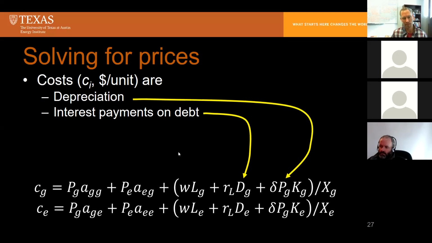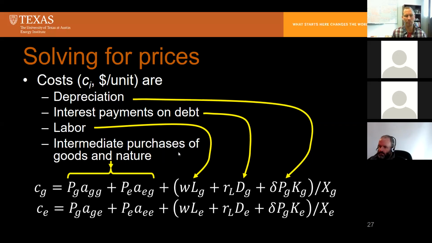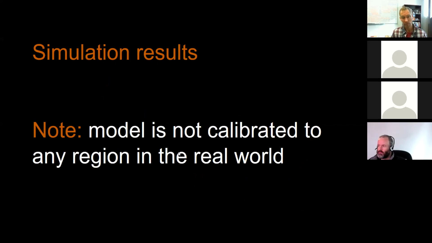So if companies, these sectors, are taking out loans to invest, then there's some interest rate. It's just a constant in my model that is part of their cost of doing business. There are labor costs, so wages, W times the labor, how many people are employed. And then there are the intermediate purchases of goods and nature, so there are intermediate costs for each sector as well. These are the full suite of costs to operate the model, and the prices are just, say, 7% higher on top of these costs. But I solve for these prices simultaneously in the model. So are there any questions there before we get into the results? We good?